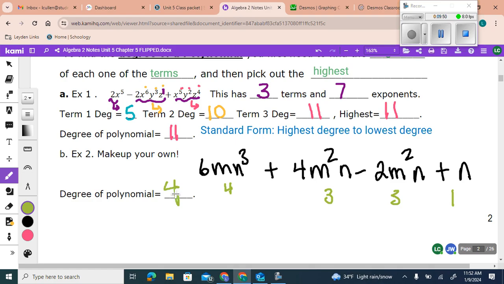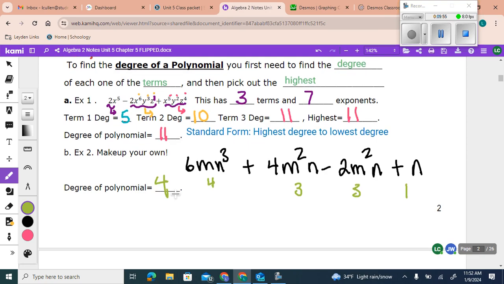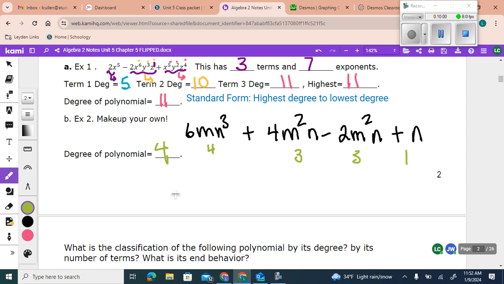Okay, first page, done. Look at that. Not too bad, right? We're okay. See, I scared you, and then it was easier than you thought. Hopefully.